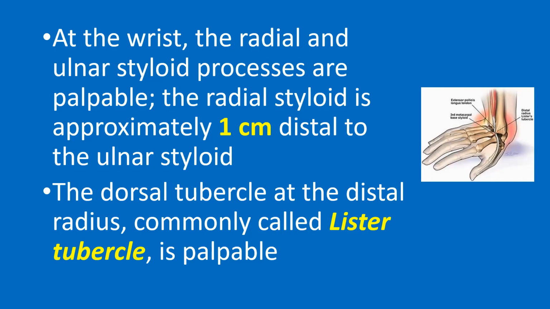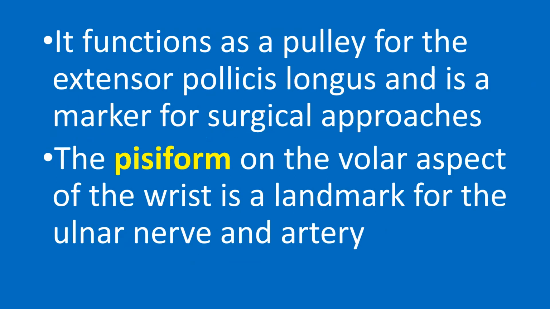Even in Colles fractures, when you have irregularity, the tendon can rub over there and the patient will have a rupture. It functions, the Lister's tubercle, the extensor pollicis longus, and is a marker for surgical approaches. The pisiform on the volar aspect of the wrist is a landmark for the ulnar nerve and the artery if you want to localize it.